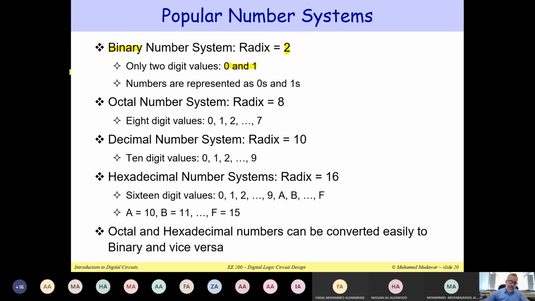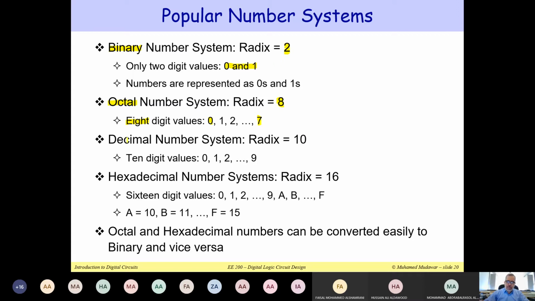Octal means 8. That means the octal number system. It's also very popular. People use it. The radix is equal to 8, so there are 8 digits from 0 to 7. Notice that digit 8 and digit 9 do not exist in the octal number system because there are only 8 digits. So the largest digit is 7. 8 does not exist.